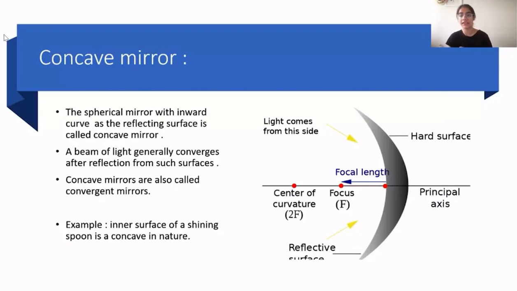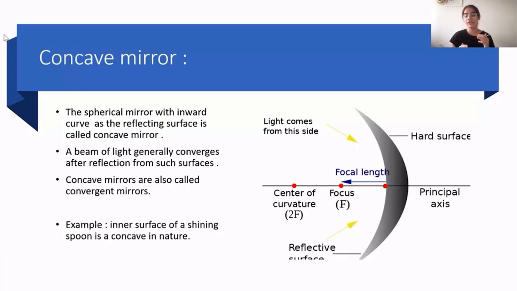The other side is a hard surface, covered with something so that we do not allow light to pass through the other side. What center of curvature is, what focus is, principal axis, you don't have to worry about it right now. I will discuss all of these definitions with you as we go further. You just have to know that the inward part is the reflecting surface. Inward part of the concave mirror is the reflecting surface, the inward bent part.